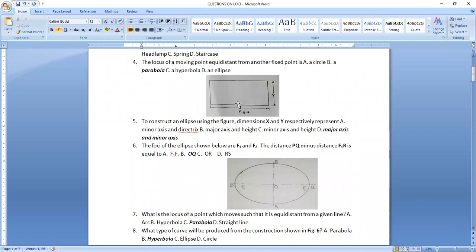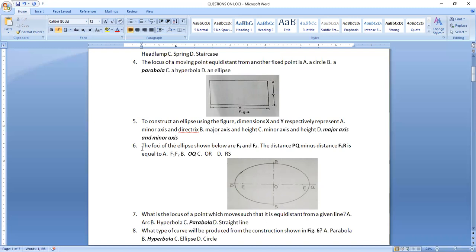Then we move to question 5, which says: to construct an ellipse using the figure, they are talking about this figure 4, dimensions X and Y respectively are, option D. So distance X is the major axis and distance Y is the minor axis. So the answer is option D, major axis and minor axis.